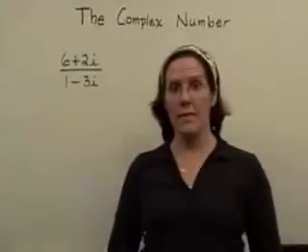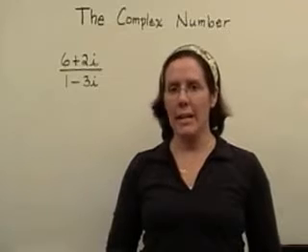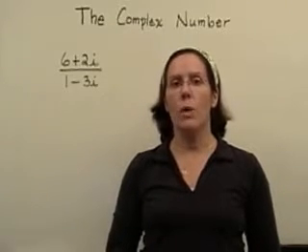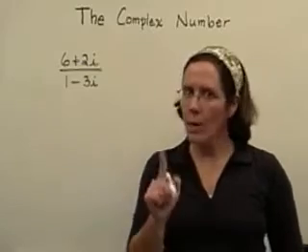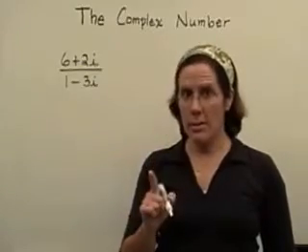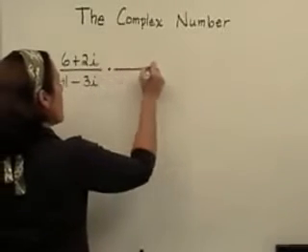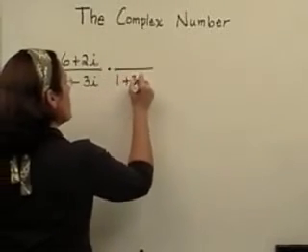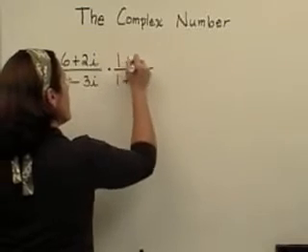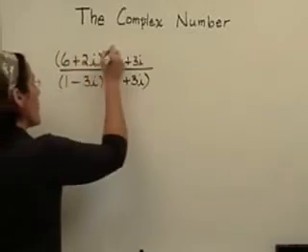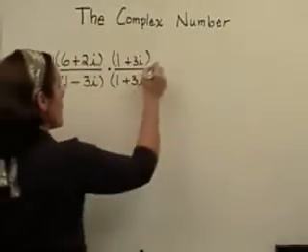Let's do a couple more of these division problems. In this one I have a denominator of 1 minus 3i. So I have to multiply by its conjugate, 1 plus 3i. One sign changes, you guys, the sign on the imaginary term. So I'm going to multiply this by 1 plus 3i, top and bottom. And I'm now not going to write all the steps of the FOIL process down. I'm going to do them in my head.